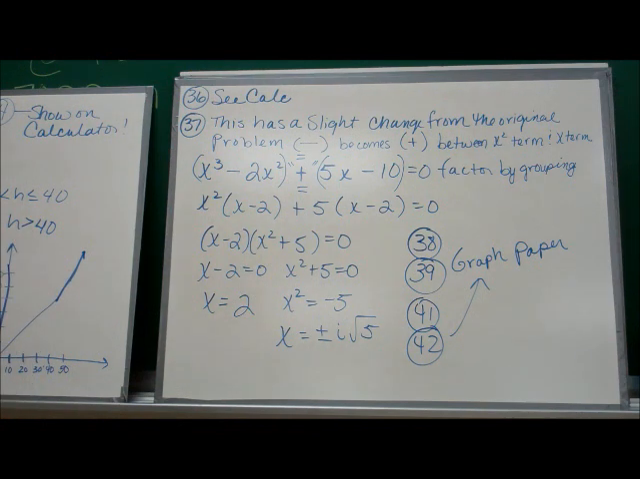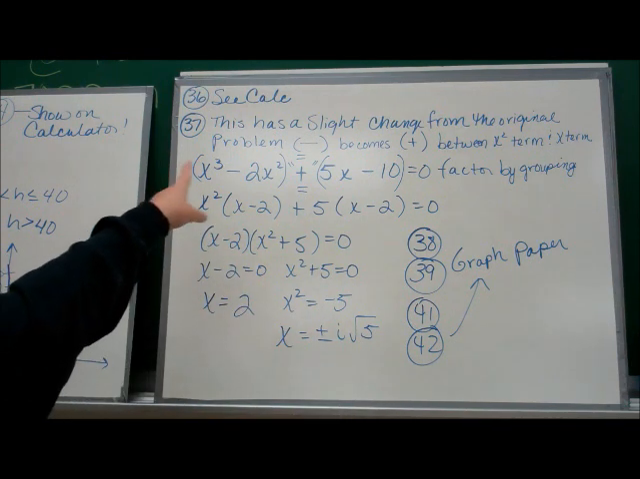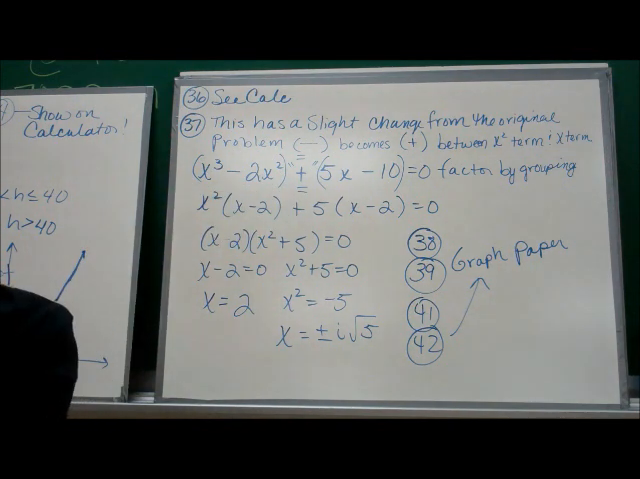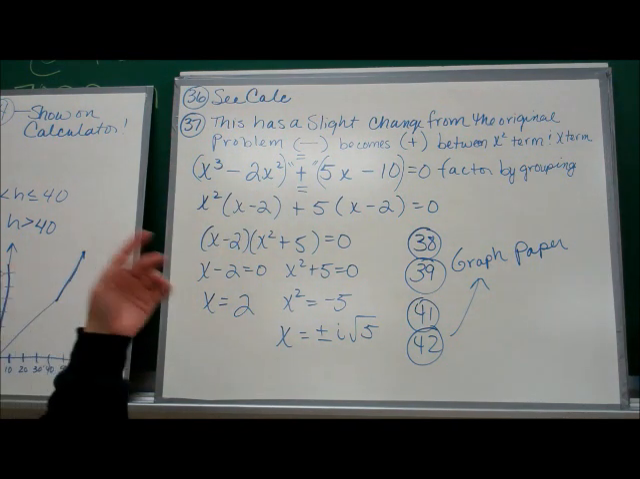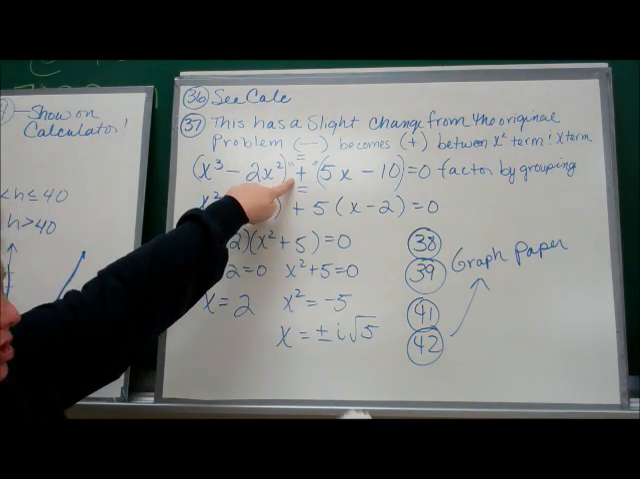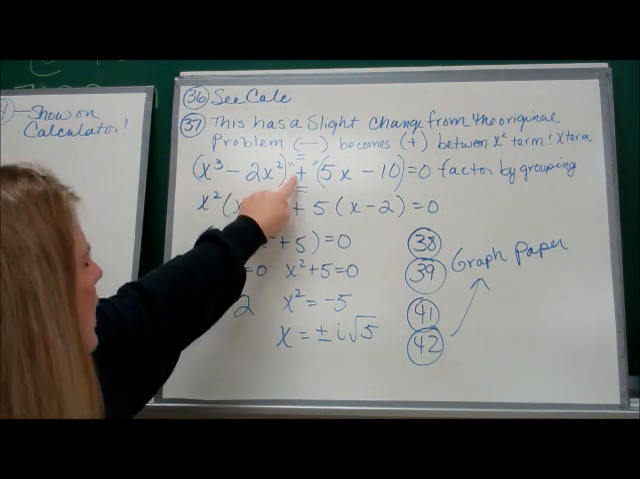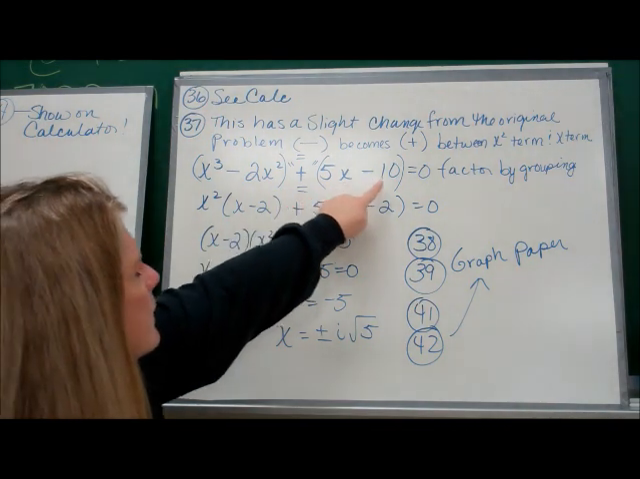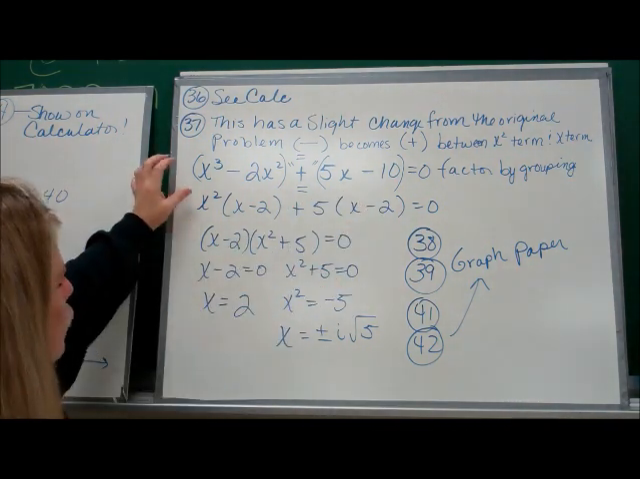37. This one is slightly different from what's actually on your paper because there is a problem with the one on your paper. The minus needs to be a plus between the x squared term and the x term, and then it will work out correctly. So that's where the change is. Here's the original problem, but I've changed this minus to a plus, and now you can factor it by grouping.